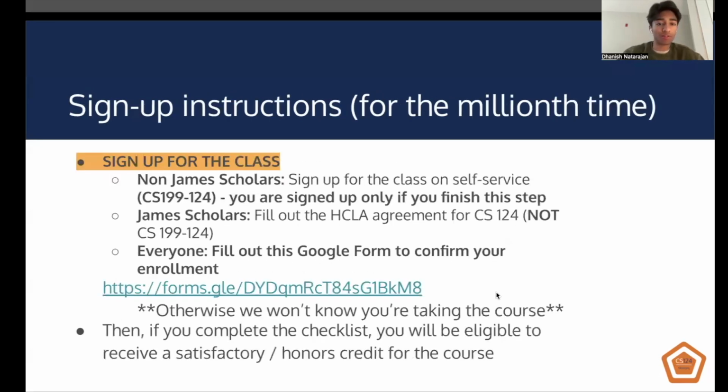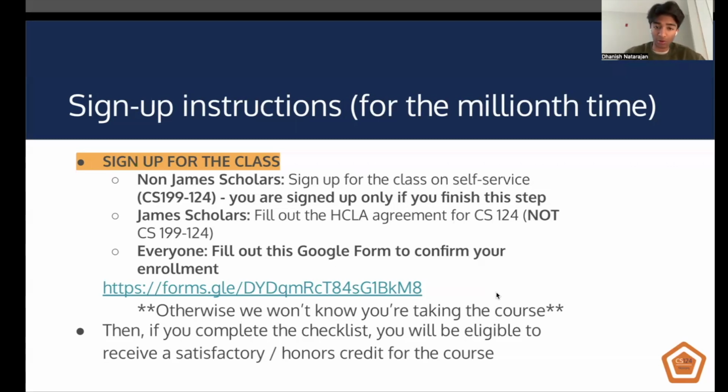If you aren't signed up for this course already and you want to be a part of this course, please follow these steps as soon as possible to ensure that you're correctly signed up. For non-James Scholar students, you would sign up for the class on self-service, and the class code is CS199, section 124. You are signed up for the class only if you finish the step, and only if you see it in your schedule on self-service.